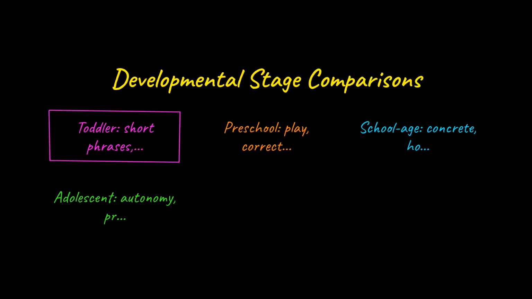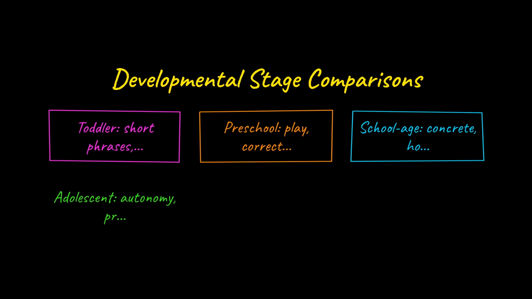Keep in mind that each developmental stage calls for a different approach. The school-age strategy sits between preschool play and adolescent independence: concrete language, direct honesty, and parental presence working together.